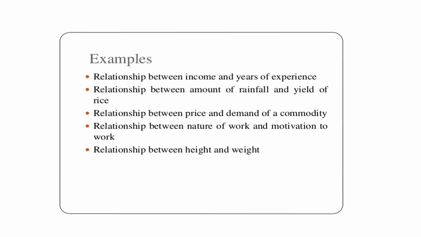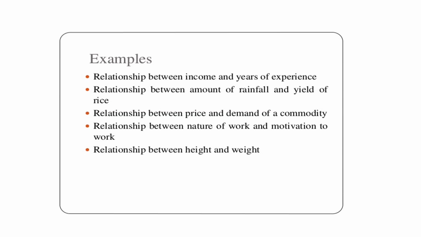Here are some examples through which we can study the relationship between two or more variables. For example, relationship between income and years of experience, relationship between amount of rainfall and yield of rice, relationship between price and demand of a commodity, relationship between nature of work and motivation to work, relationship between height and weight. So all these concepts like income, years of experience, rainfall, yield of rice, price, demand of a commodity, height and weight, all these are variables.